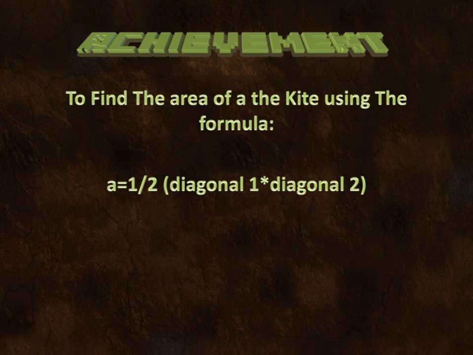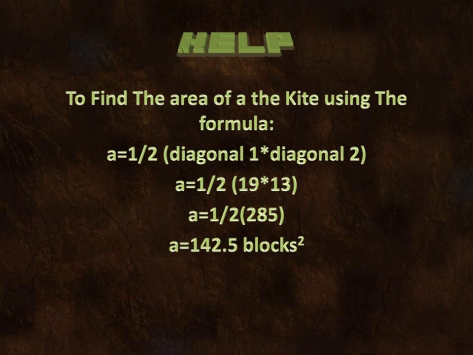To find the area of a kite, you need to use the formula A equals 1/2 diagonal 1 times diagonal 2. To find the area of a kite using the formula A equals 1/2 diagonal 1 times diagonal 2, you will plug your numbers in. A equals 1/2 19 times 13. 19 times 13 equals 247. 1/2 of 247 equals 123.5 blocks squared.